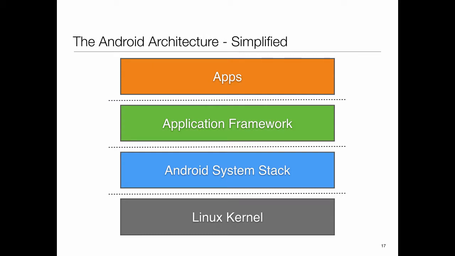And this is a simplified diagram of Android architecture. At the bottom, there is a Linux kernel, which is an open source kernel. On top of it, there is the Android system stack and Android application framework. And on top of that, there are applications developed by third-party developers. So when you get an Android device, you know that there is a Linux kernel on it, and I'll show you later how to know what version of kernel you are running.